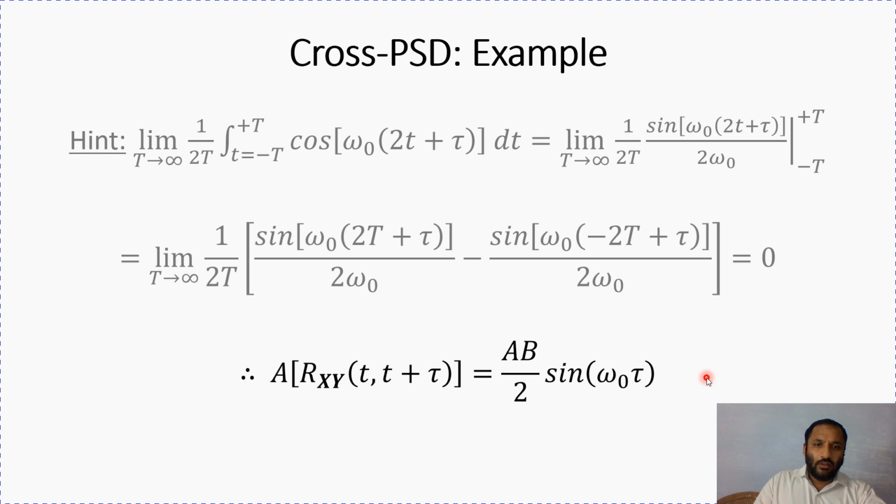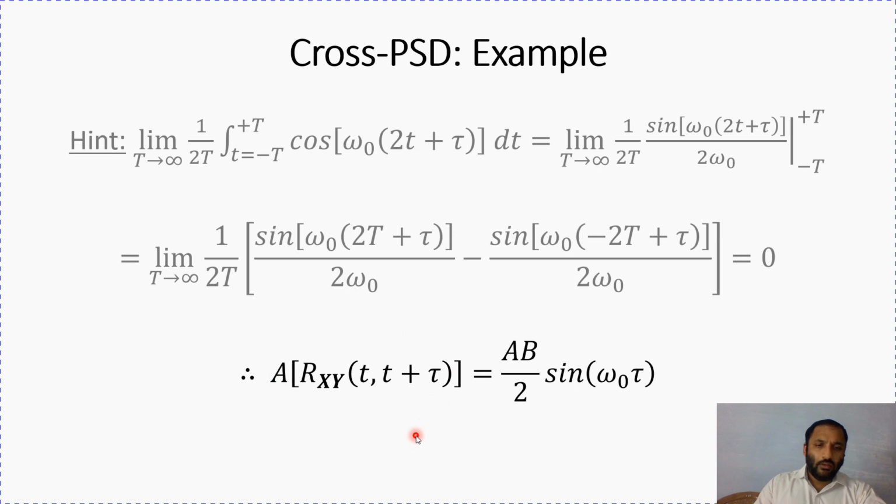Now you can see that after the time averaging, the term that is dependent on the time goes away completely, and this is just a function of the time difference between these two time points. Now this time average of the cross correlation function, we know that it forms a Fourier transform pair with the cross PSD. So remember, our goal is to find the cross PSD.